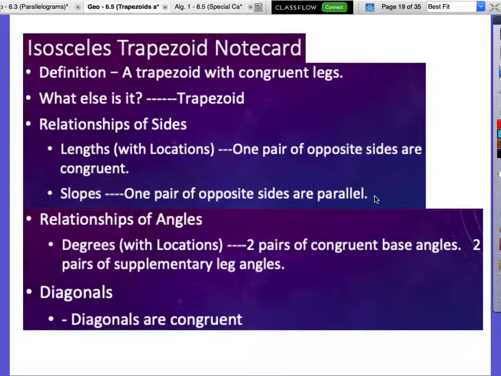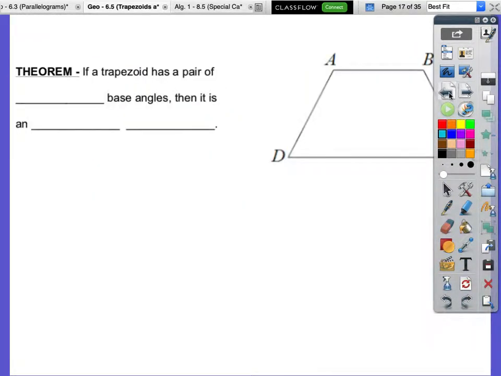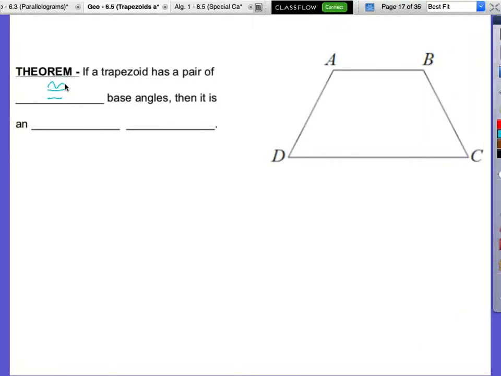So diagonals are congruent. And that's going to be a theorem for us actually, which is why it says theorem on our notes. If the trapezoid has a pair of congruent base angles, it is an isosceles trapezoid. So if it has a pair of congruent base angles, we automatically know that's an isosceles trapezoid, so the legs are going to be congruent.